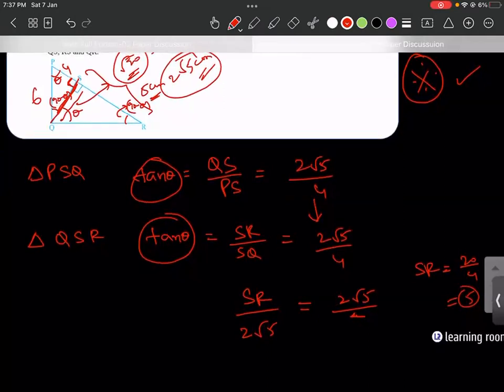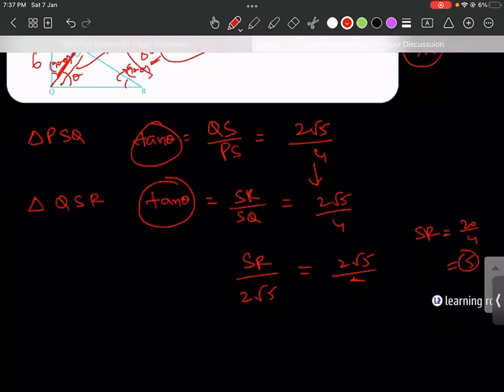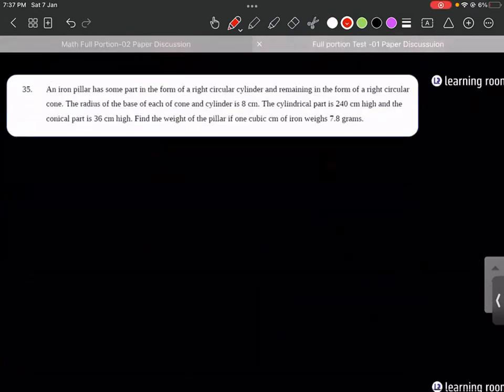So that's why I'm saying always instead of similarity, you can always use trigonometry. That saves your time. Okay. So 35th.